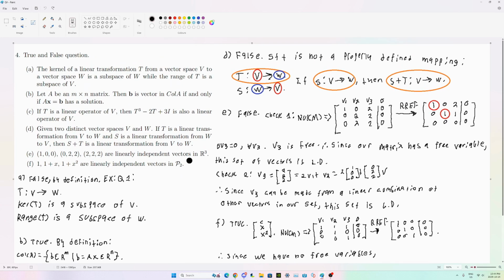So given two distinct vector spaces V and W, if T is a linear transformation from V to W, and S is a linear transformation from W to V, then S plus T is a linear transformation from V to W.